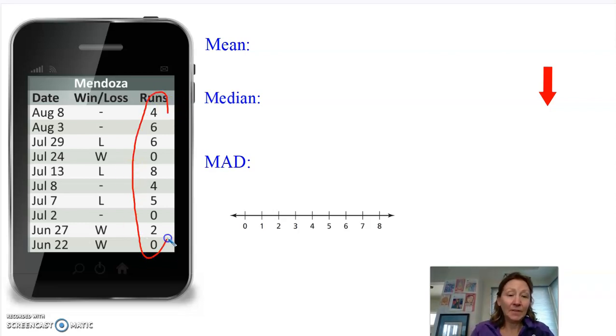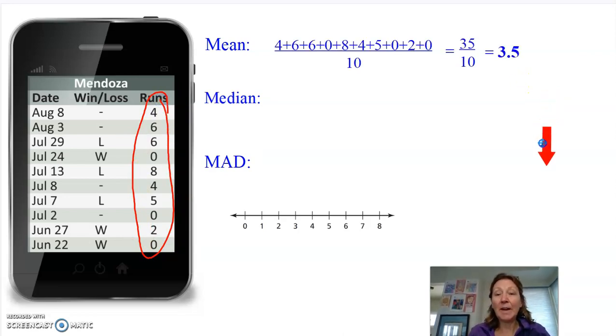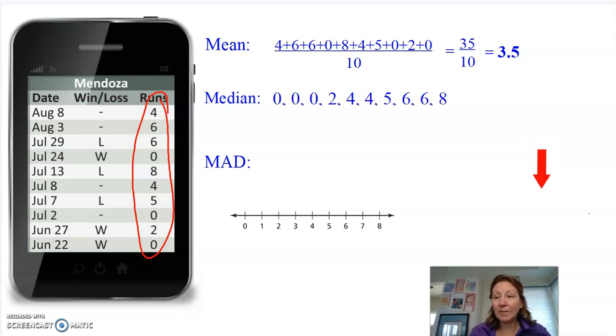Right, so here's all of his numbers, right? And when we find the mean, we add up all the numbers and divide by how many, and we get 3.5. Okay, now for the median, we want to put the numbers in order from least to greatest. There they are. And then we start crossing them off from left to right. And we get two numbers in the middle, which are 4. That means the median is 4.